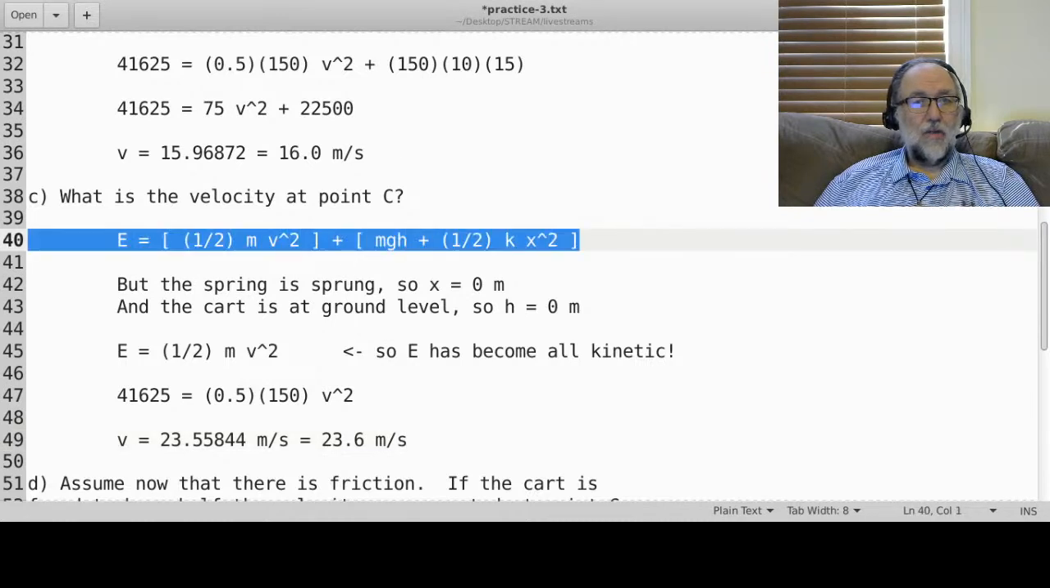You can once again start with that formula there, but now you say, well, what's H? H is 0. What's X? X is 0. So X and H are both 0. And so all the potential energy goes away, and you're just left with 1/2 mv squared. So all of the energy is equal to 1/2 mv squared.